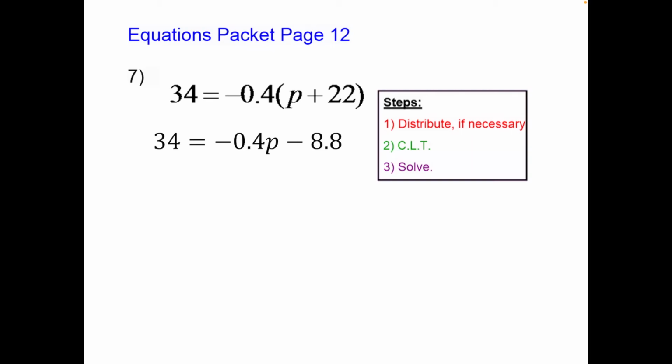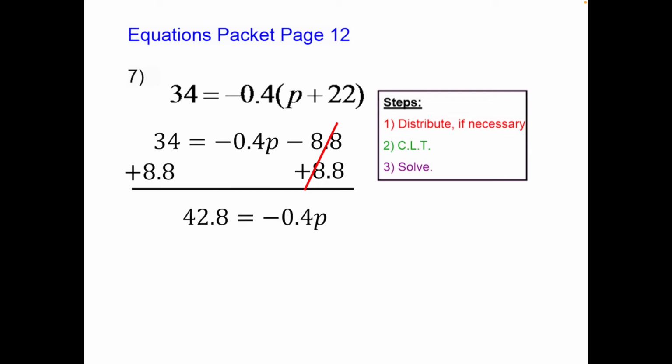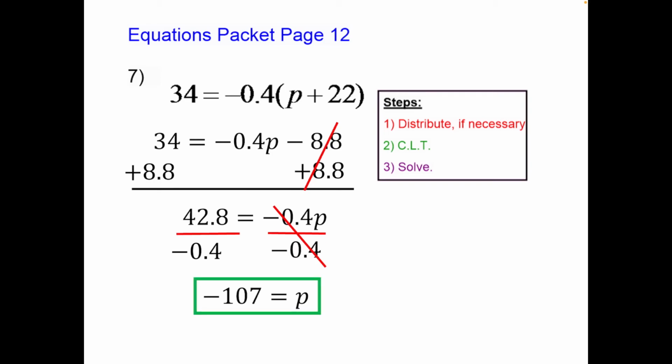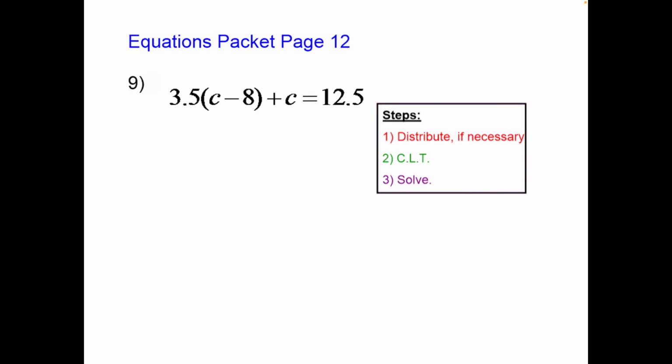We undo addition and subtraction first. Instead of subtracting 8.8, we will add 8.8 to both sides, so it will cancel on the right. Then we have 34 plus 8.8, which is 42.8, equals negative 0.4p. P is being multiplied by negative 0.4, so we will divide both sides by negative 0.4, so it'll cancel on the right. 42.8 divided by negative 0.4 equals negative 107. Negative 107 equals p.